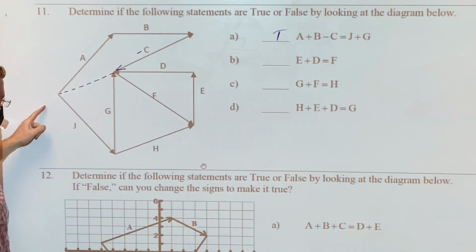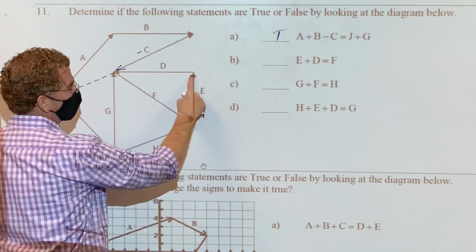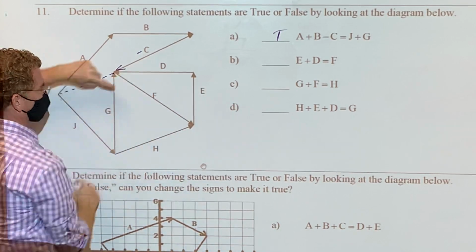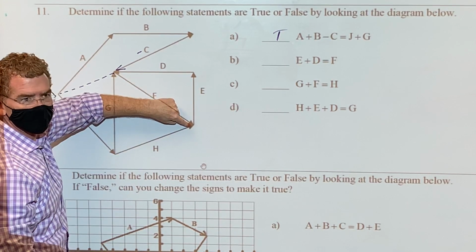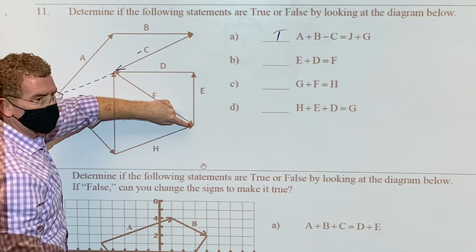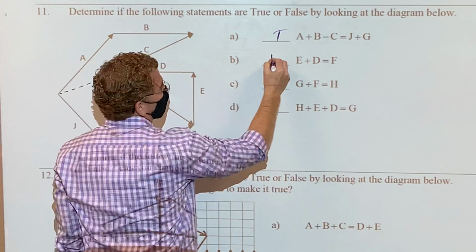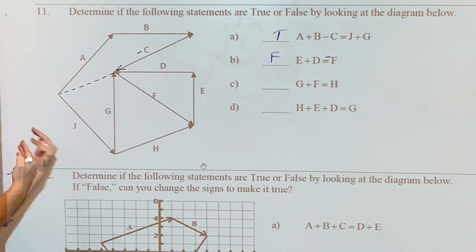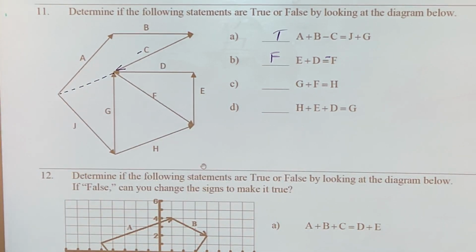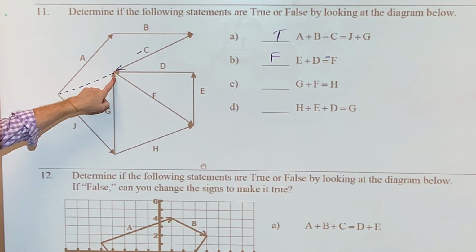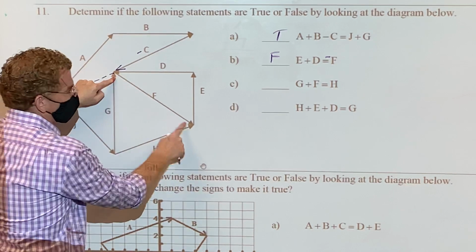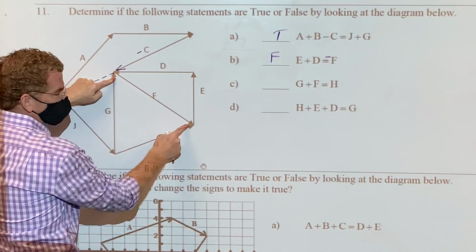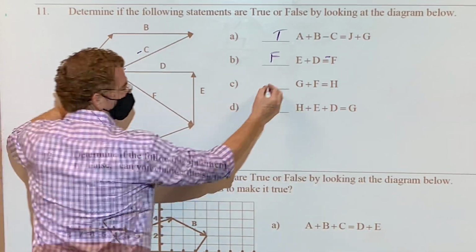Is E, right here, E plus D equal to F? No, because F's going the wrong way. So that would be false, but what would make it true? Negative F, or maybe negative E and negative D. All right, and then right here is G, which is this one, plus F, which is that one. Is that equal to H? Yes, that looks true to me.